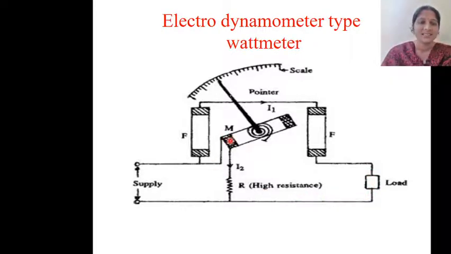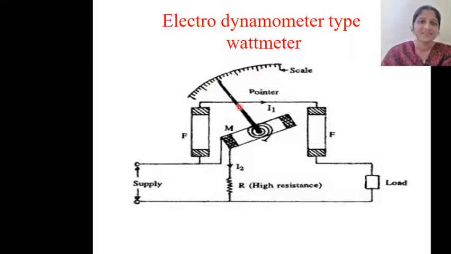Next, coming to the M. What is M here? M is nothing but the moving coil. This moving coil is connected in parallel to the load. And this moving coil is placed on a spindle. On that spindle there are hair springs as well as a pointer which will move over the scale.